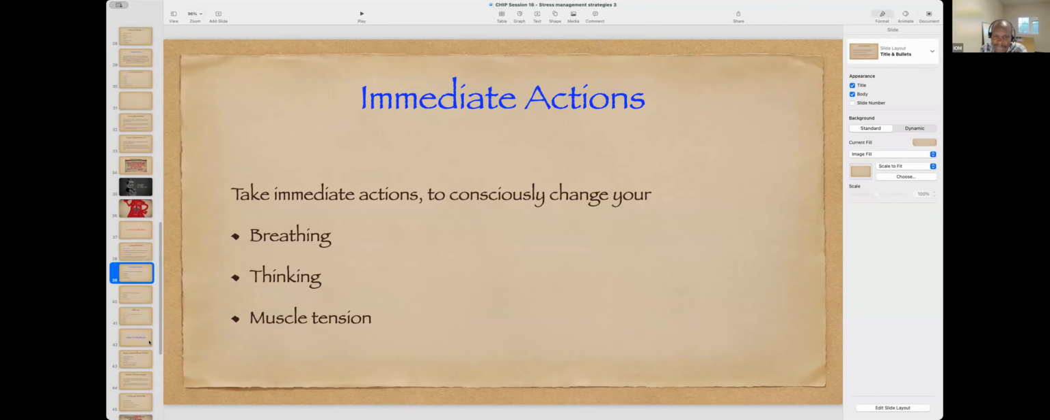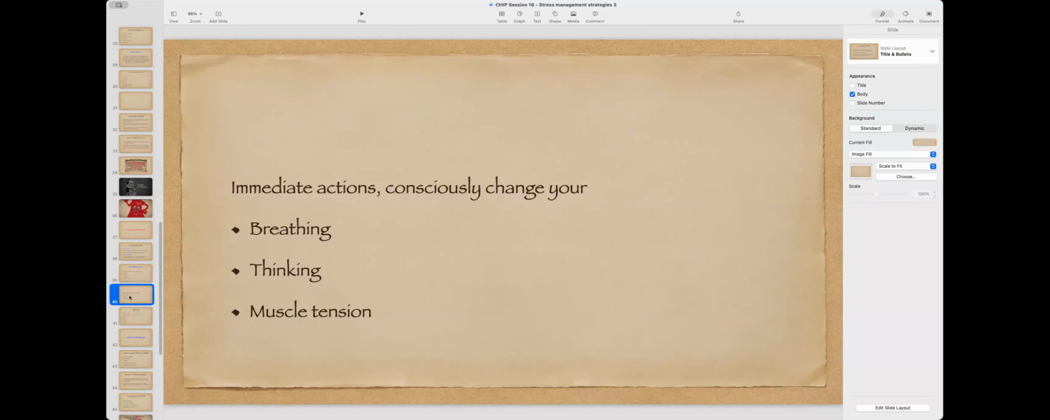Immediate actions that you can take. We can consciously change our breathing. Anxiety or stress is usually characterized by shallow breaths. And so you take deep, slow breaths, and we think. And what you think, you look at realistic things that may give you a chance to look at that stressor in a more holistic way. And you relax your muscles by doing exercises or stretches that you can do.